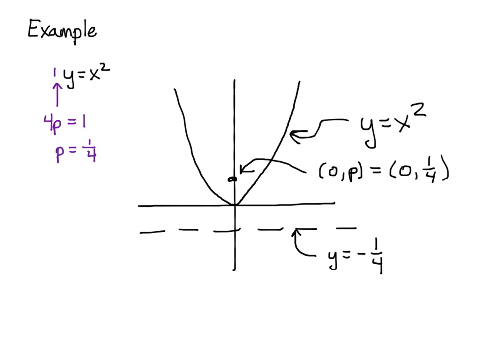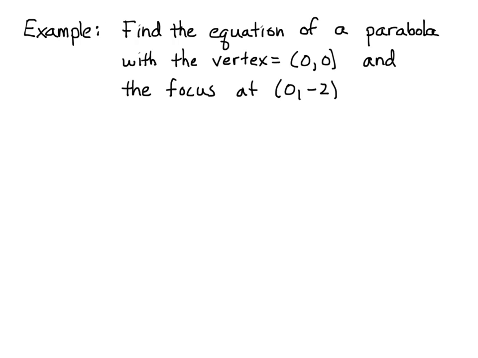Okay, so let me do a couple more examples. So what I want to do is I want to find the equation of a parabola with the vertex at 0, 0 and the focus at 0, 2. Okay, so I know my p-value is going to be, let me see, the focus is below the vertex, so the p is negative, right? When the focus is below the vertex, p is negative.